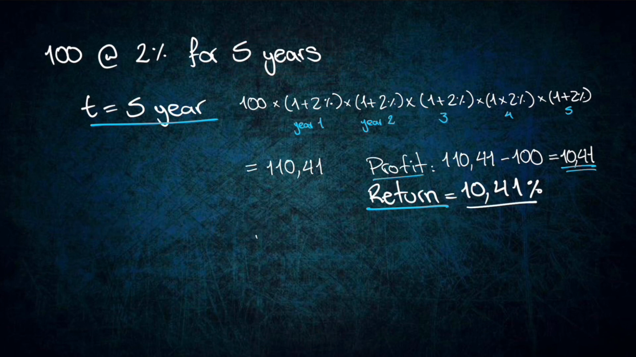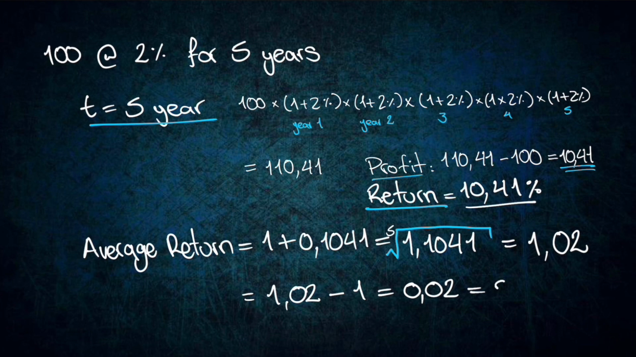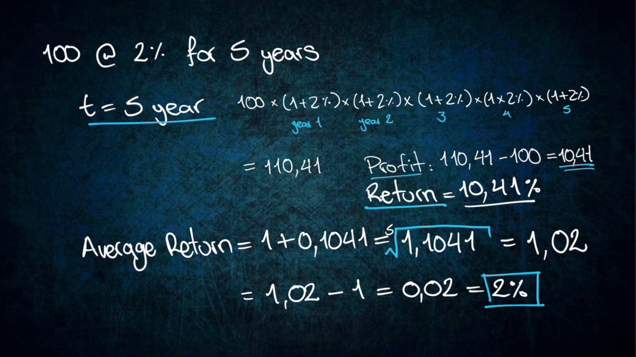To find out the yearly average return, assuming compounding, we will add 1 to get 1 plus 0.1041. And instead of dividing, we will take the fifth root. As expected, we obtain 2%, which matches the result we were expecting. It is important to note that the result is still in terms of a factor, so if we want the interest rate, we need to subtract the 1.